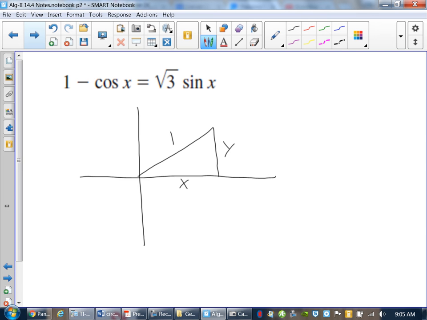right? What's your y value on the unit circle? What does the y value stand for? Sine. So x is the cosine. So if you think about this, if you take your cosine and you take the sine, isn't that cosine squared x plus sine squared x? Doesn't that have to equal 1? Because of the Pythagorean theorem?